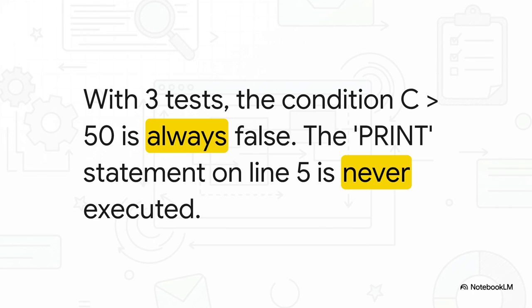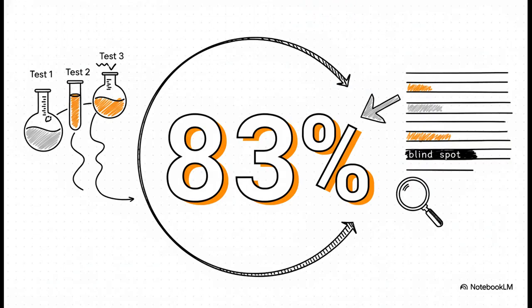All right, let's make this real. Take a look at this little piece of code. It's got a simple condition, if C is greater than 50. Now let's say we run a bunch of tests, but in every single test, the value of C happens to be 50 or less. That means the condition is always, always false. So our tests run all the other lines, but they just keep skipping right over the code that's inside that if statement. That line never gets touched. So what's the result of all that testing? A measly 83% statement coverage. Even with multiple tests, we've left a glaring hole, a blind spot, where a bug could easily be hiding.